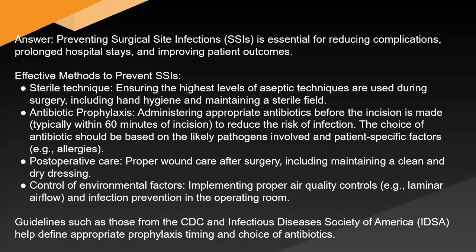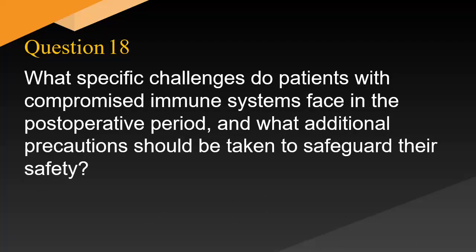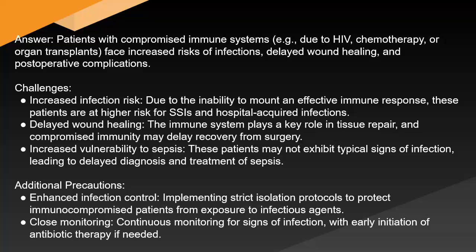choice of antibiotics. What specific challenges do patients with compromised immune systems face in the postoperative period, and what additional precautions should be taken to safeguard their safety? Answer: patients with compromised immune systems, e.g., due to HIV, chemotherapy, organ transplants, face increased risks of infections, delayed wound healing, and postoperative complications. Challenges: increased infection risk.